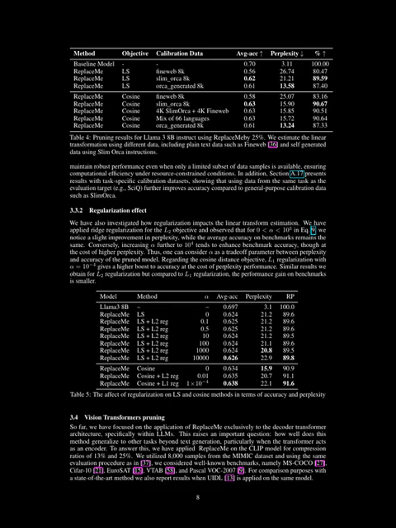3.3.2 Regularization effect. We have also investigated how regularization impacts the linear transform estimation. We have applied ridge regularization for the L2 objective and observed that for 0 ≤ alpha ≤ 10^3 we notice a slight improvement in perplexity, while the average accuracy on benchmarks remains the same. Conversely, increasing alpha further to 10^4 tends to enhance benchmark accuracy, though at the cost of higher perplexity. Thus, one can consider alpha as a trade-off parameter between perplexity and accuracy of the pruned model.